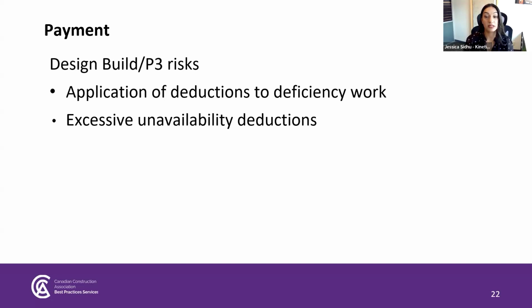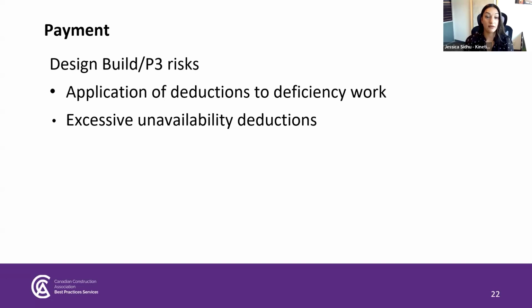So in P3 projects, once substantial performance is achieved, the project moves into the operations phase. During operations, certain deficiencies result in service payment deductions for the month in which the deficiency existed. Generally, this is not an issue, but at times owners attempt to apply service payment deductions to deficiencies that should not attract them. To avoid this, it is essential that P3 contracts specifically define the types of deficiencies that attract deductions and those that the contractor is entitled to complete without penalty.